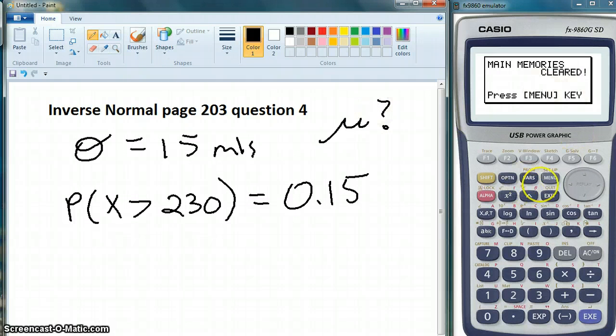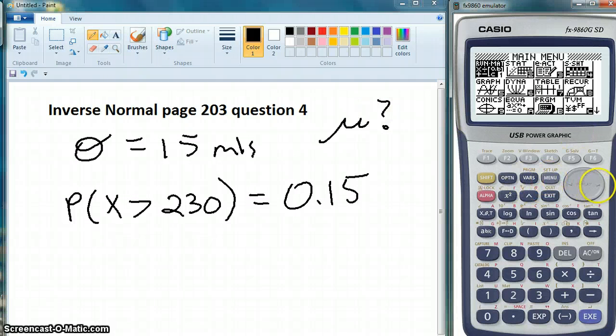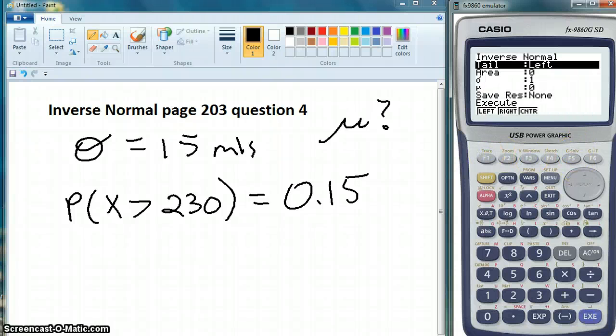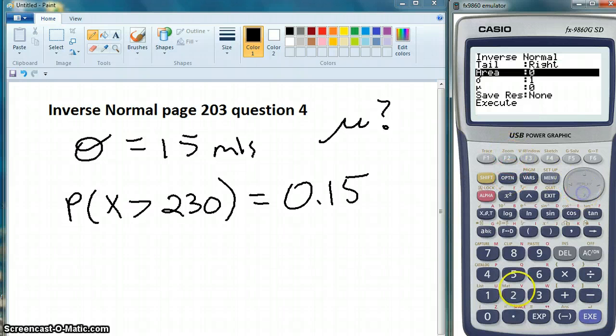Now we have a problem, because when we go stats, distribution, normal distribution, inverse normal, where's the tail going to be? Greater than 230. The tail's going to be to the right. The area is 0.15. Now we've got an issue because I don't have the mean. I've got the standard deviation, but I don't have the mean.